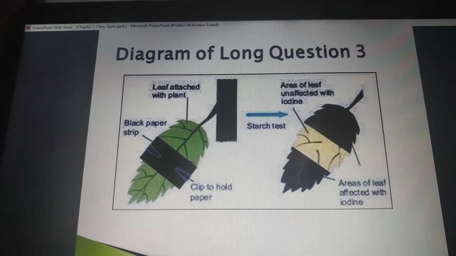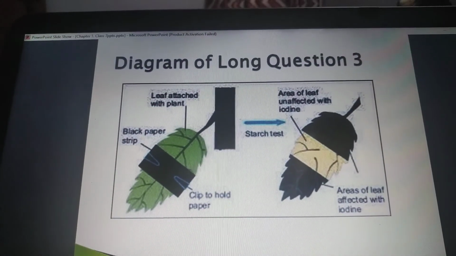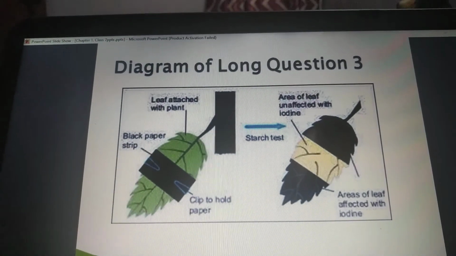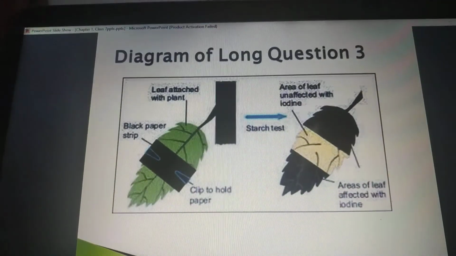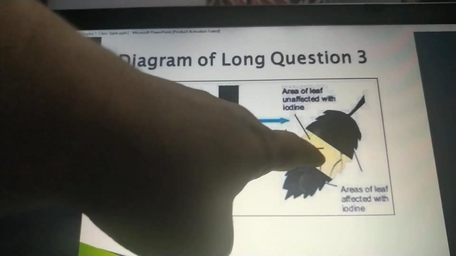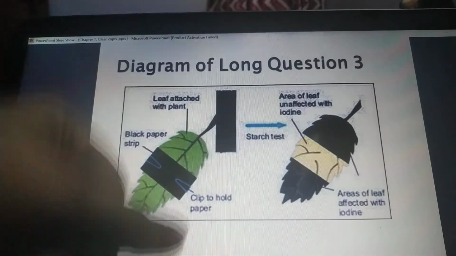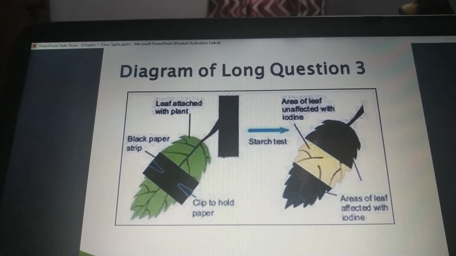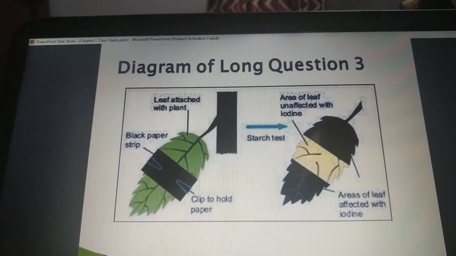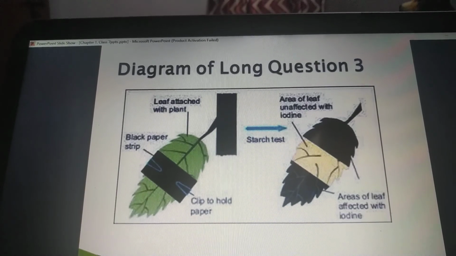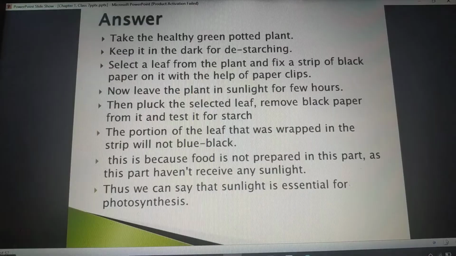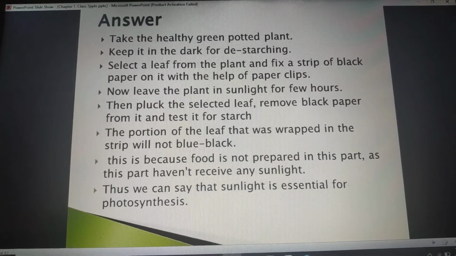That's why food is prepared over there and stored in this part in the form of starch. That's why this part is performing the starch test and giving the blue black color, and this part is not giving. It means if sunlight is not provided to the plant, the plant will not form starch. Clear? It means sunlight is necessary for performing the process of photosynthesis. Clear? Now write down the answer.